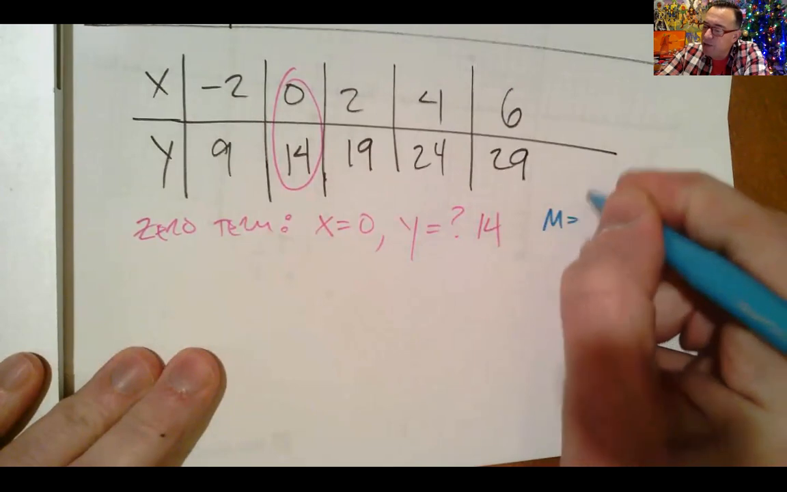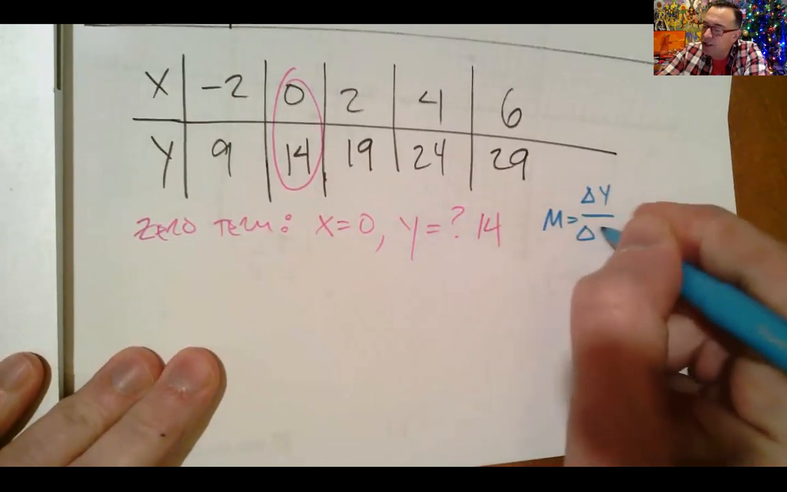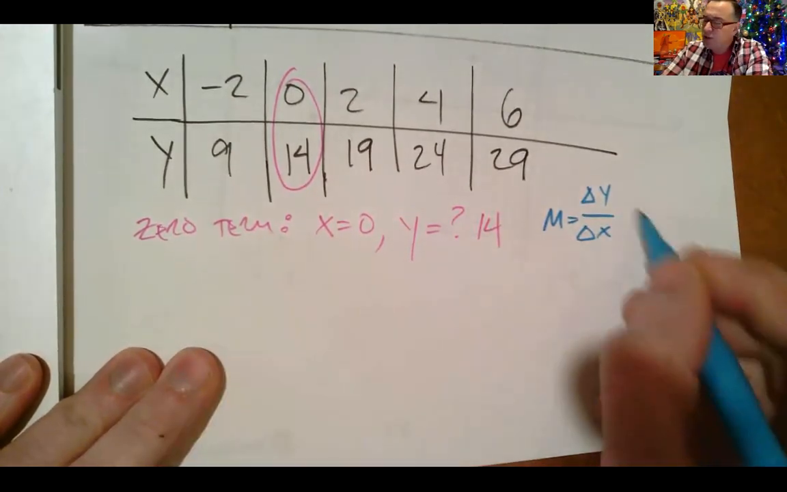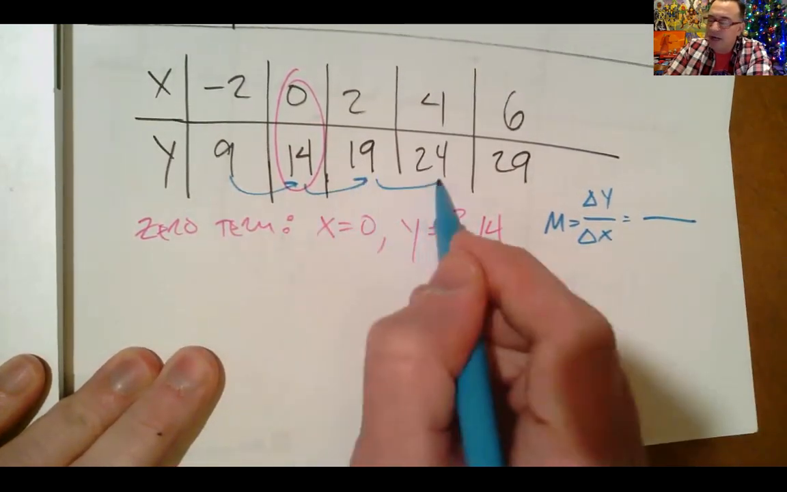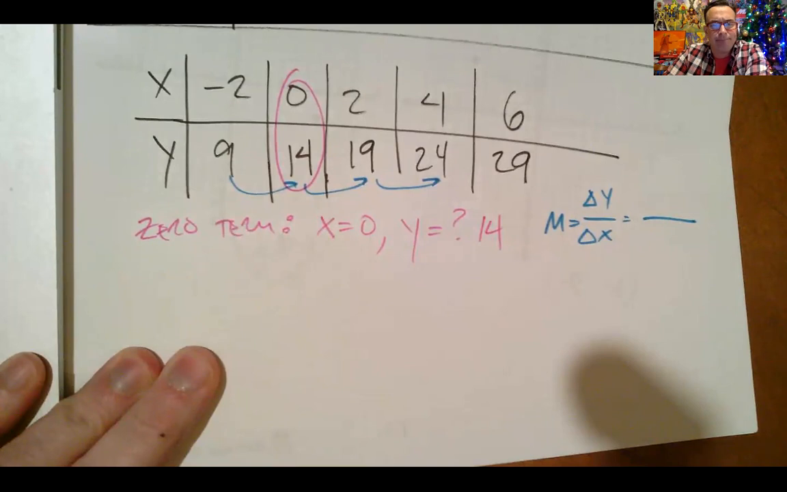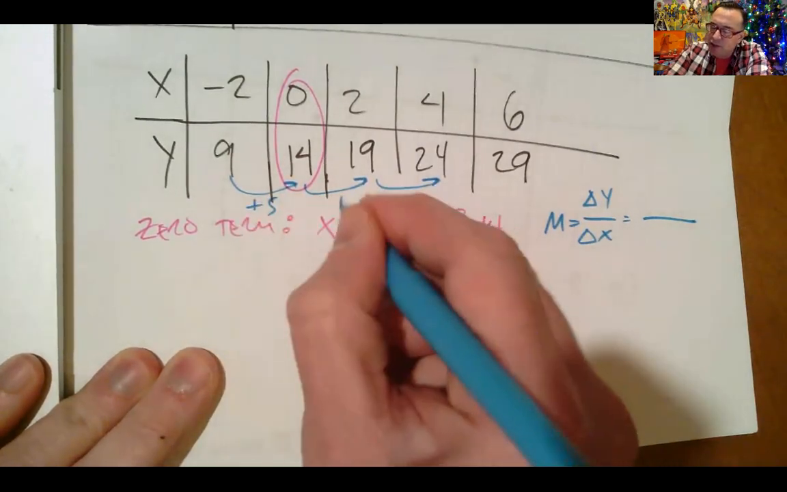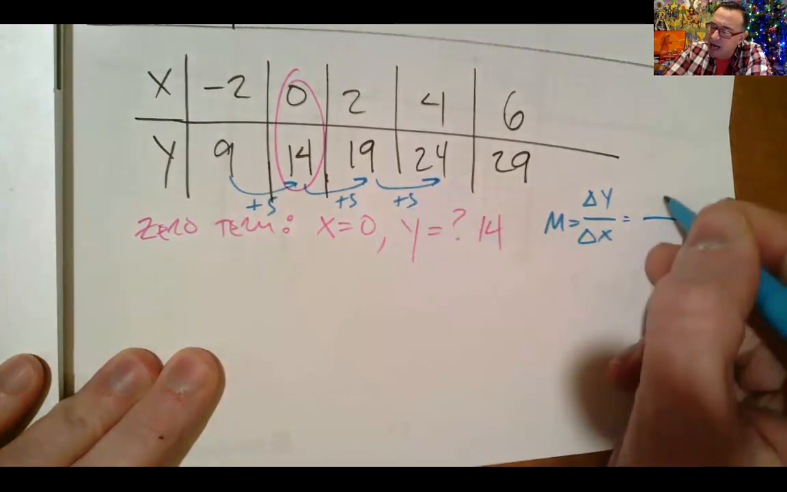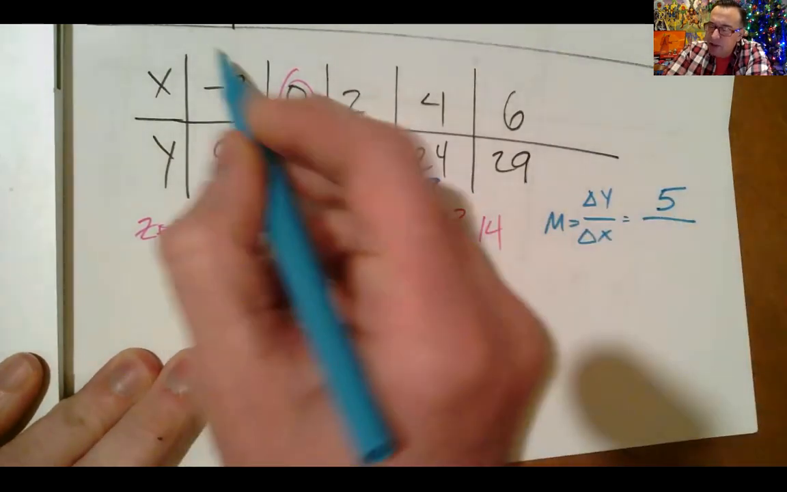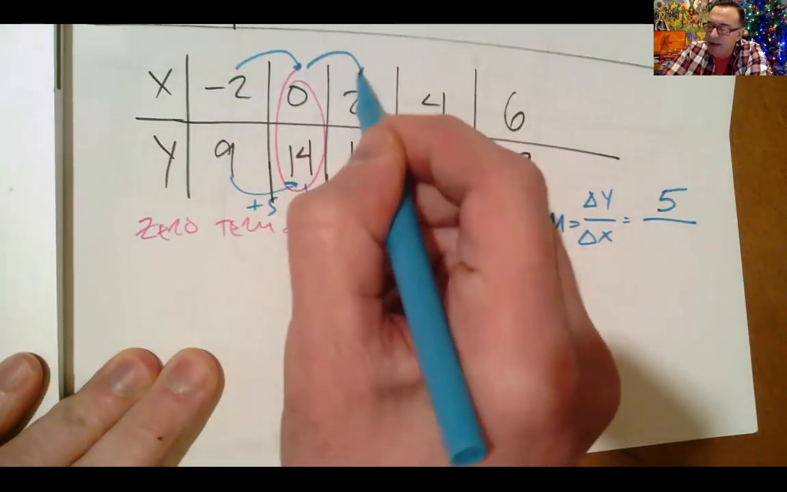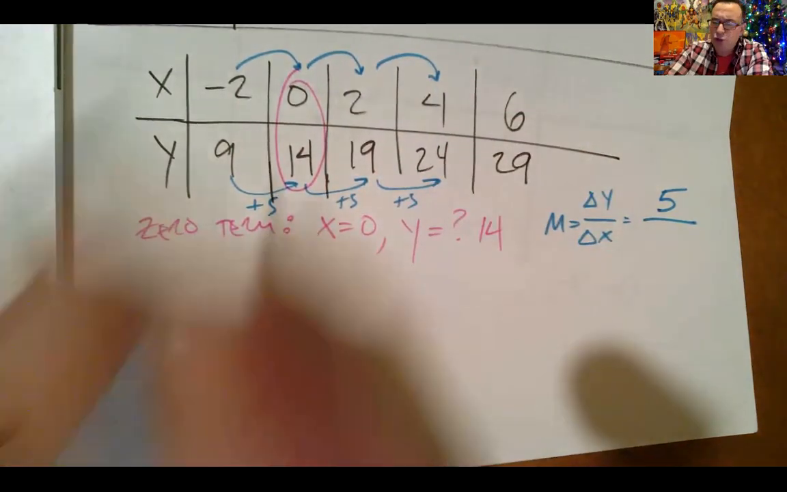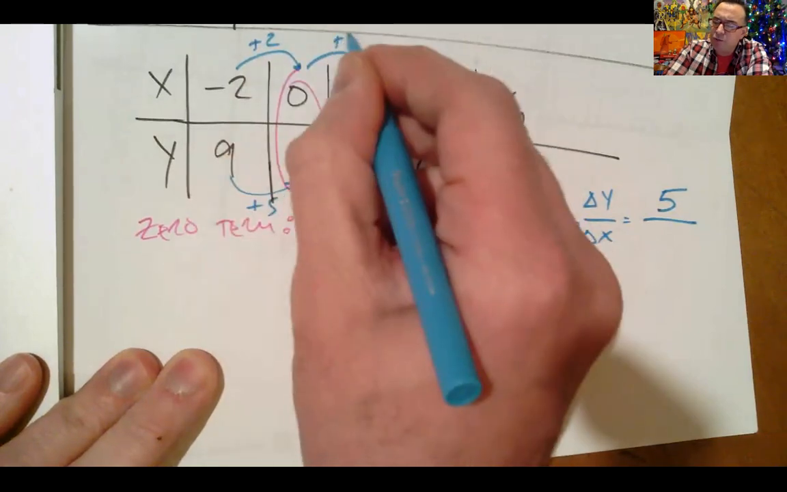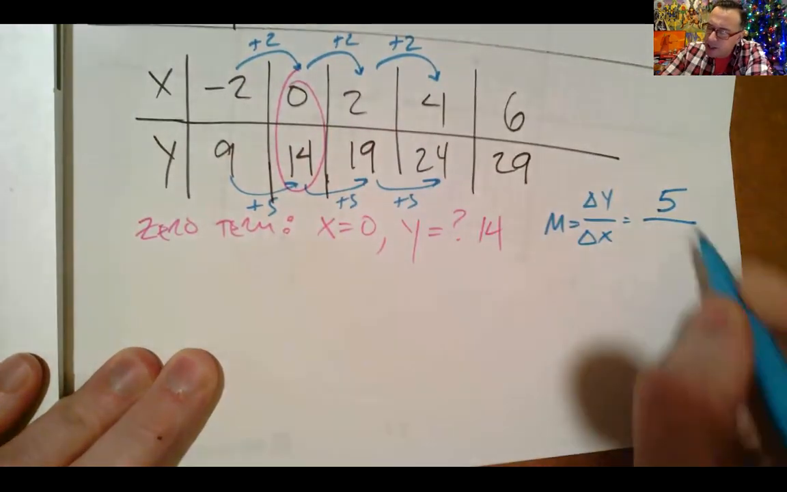My slope here, I'm looking for change in y over change in x. So let's do them one at a time. What's our change in y? How much is that going up by each time? What do we got? This is going +5. Okay, so this is +5 each time. That's going to be our top number here. Let's look at our change in x. How much is that going up by each time? 2. Okay, so +2, +2, +2. I agree. So that's going to be the bottom.